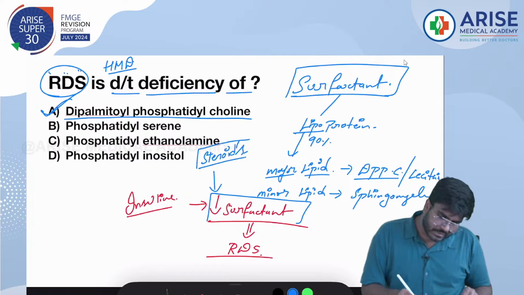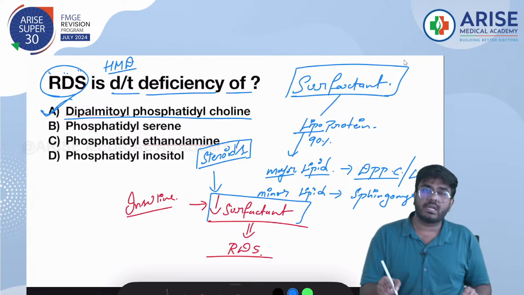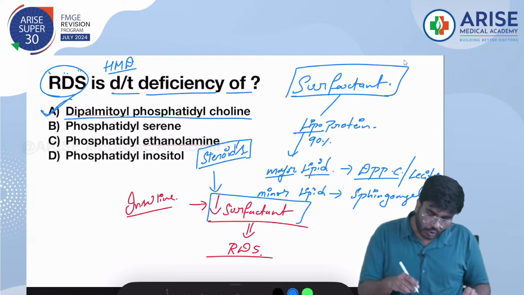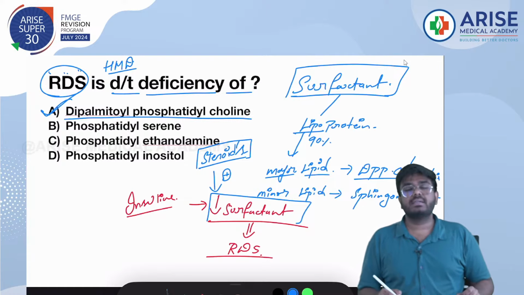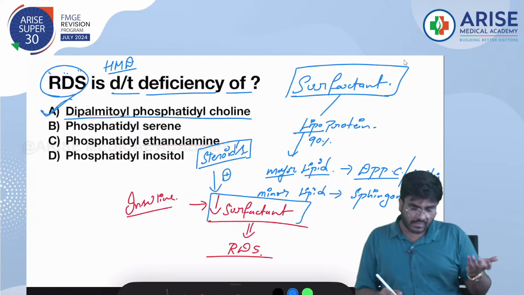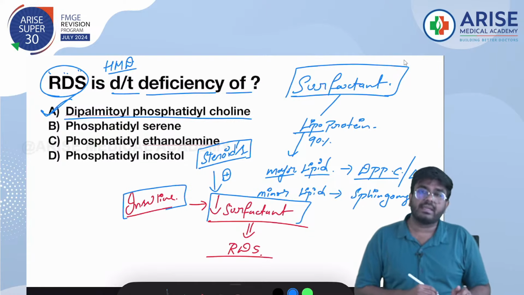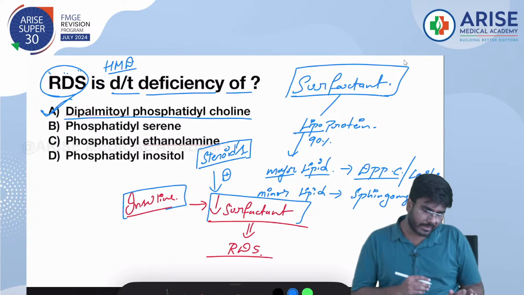Okay, steroids, especially cortisol. Steroids are glucocorticoids. They are going to increase the surfactant. Steroids increase the surfactant. Then who decreases the surfactant? Insulin decreases the surfactant. Okay.